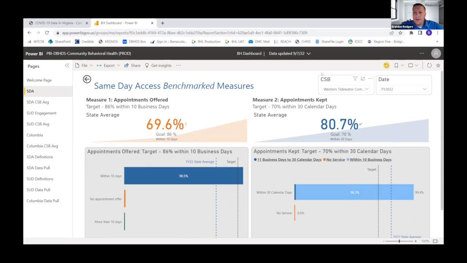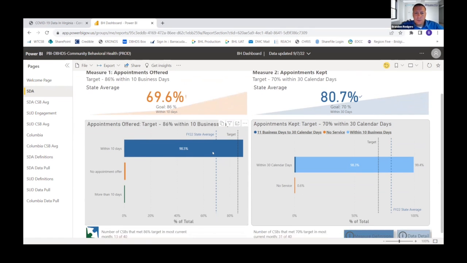Well, if I drill down and I look at Western Tidewater for FY22, you can see that we actually were at 98.5% there. And within the 30 calendar days, which was an appointments kept measure, we were at 98.3. So we were far exceeding what our measurement was for how we were supposed to deliver that. So we were in excess of what the average for the state was and in excess of what our target metric was. So these are just ways to measure the work that we do and report back to us so that we can take actionable steps.